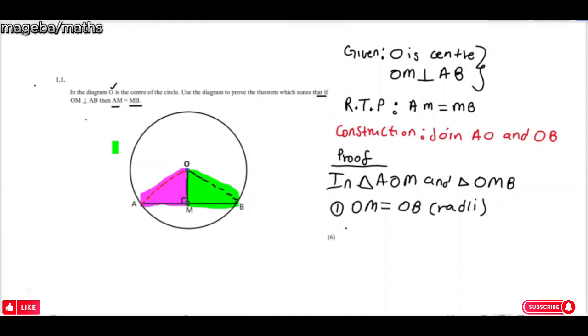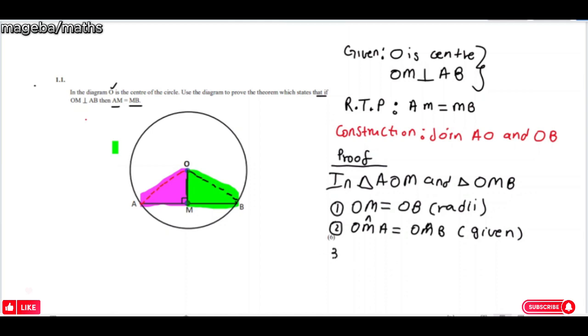And then number two, we're being told, or it's given that this line here, OM, is perpendicular to what? To AB. So we can say that angle OMA is equal to angle OMB. Why? Because it's given. We're being told about that.